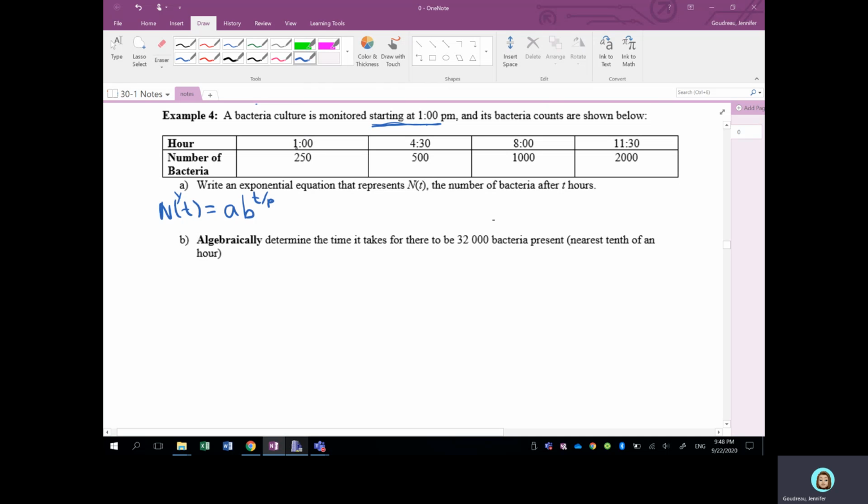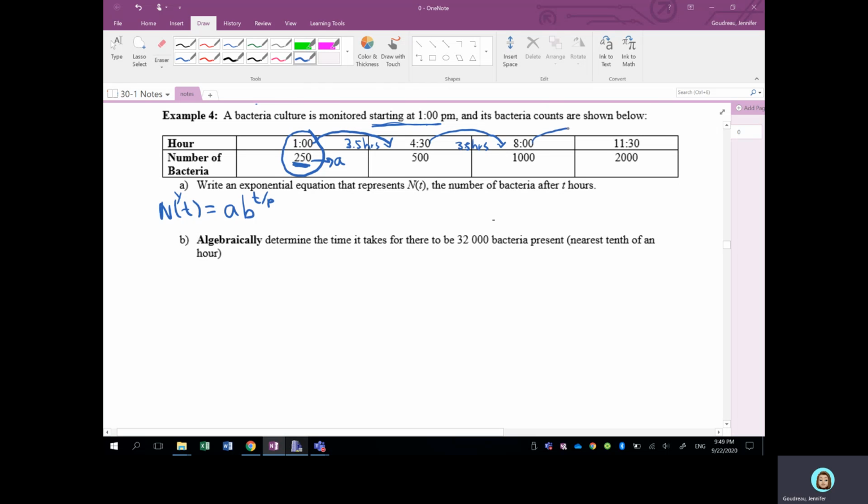We start looking at this bacteria culture at 1 o'clock. We record how many we have. So we can see that this is our initial time and our initial amount. So that 250 is very important. That ends up being our A value. It's our initial amount. So let's look at what happens with X. The next time we look is at 4:30, which is 3.5 hours later. After the 4:30 check, we check it at 8, which is also 3.5 hours later.